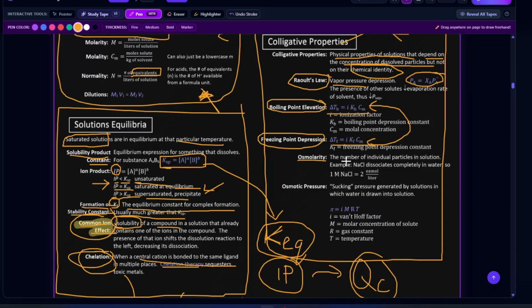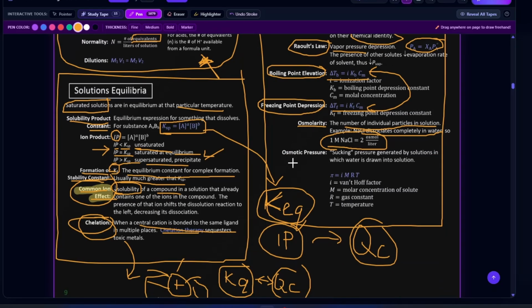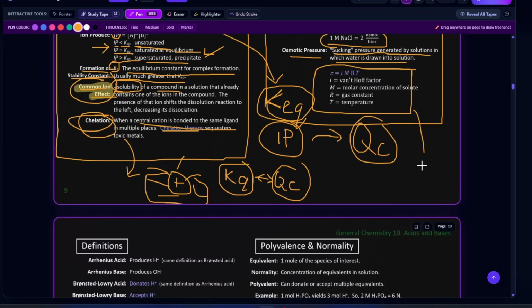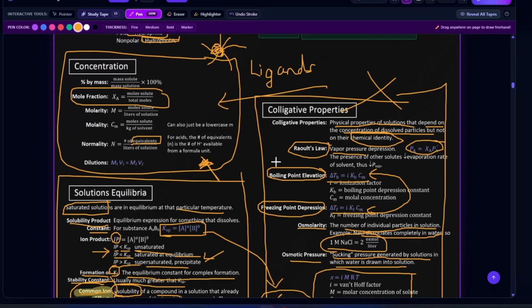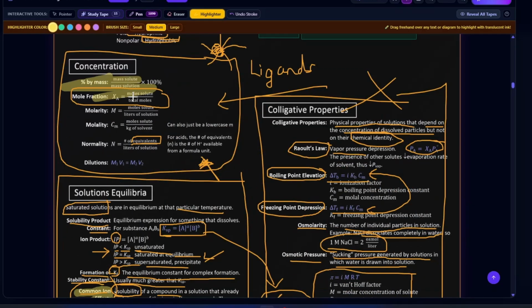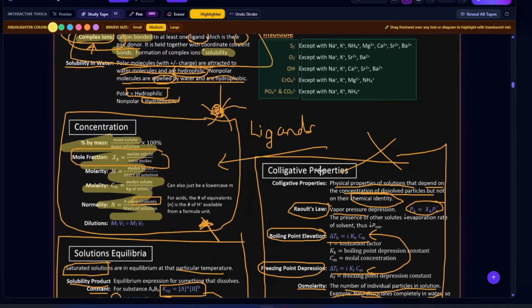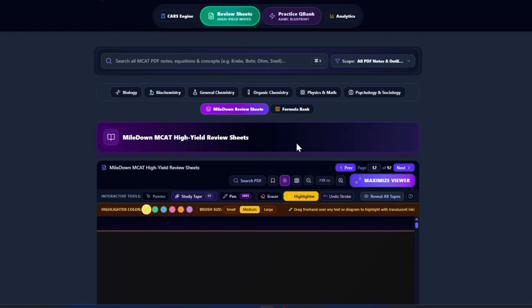Osmolarity is the number of individual particles in solution. NaCl dissociates completely in water, so 1 mole of NaCl is 2 osmol per liter. Osmotic pressure is the sucking pressure generated by solutions in which water is drawn into solution. So you need to know how to calculate for that. What I want to highlight is that this is mostly about doing your calculations and practice problems. Because we went through a lot of stuff in this chapter where you have to practice, I'm going to give free practice problems right now and generate some. So let's go and do that.